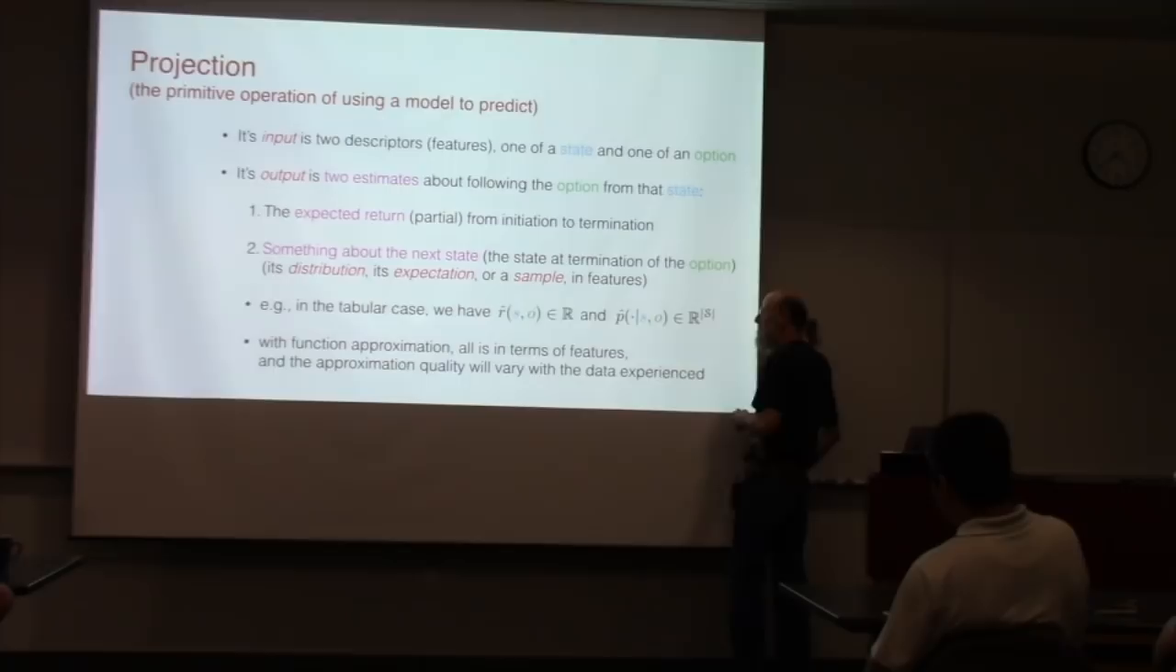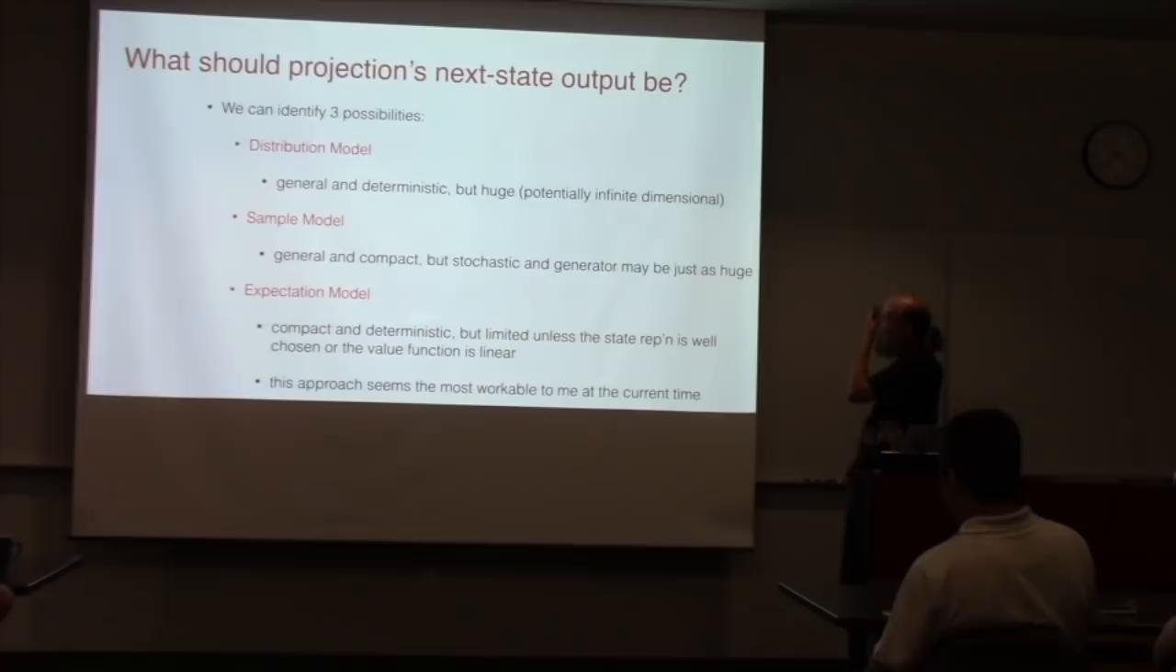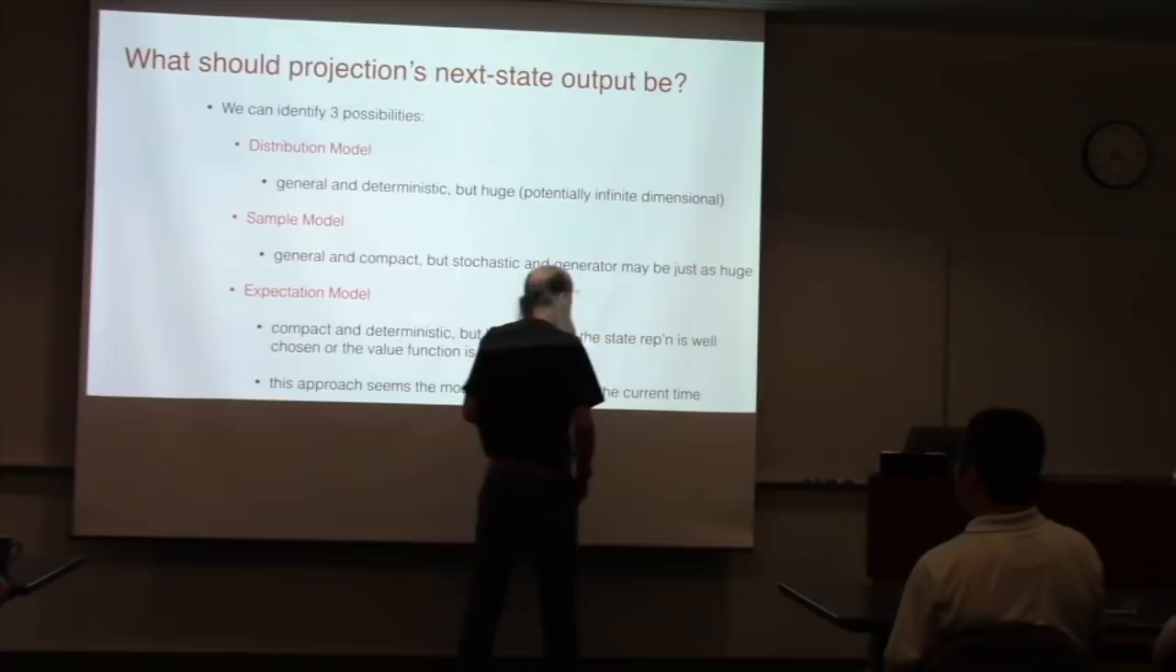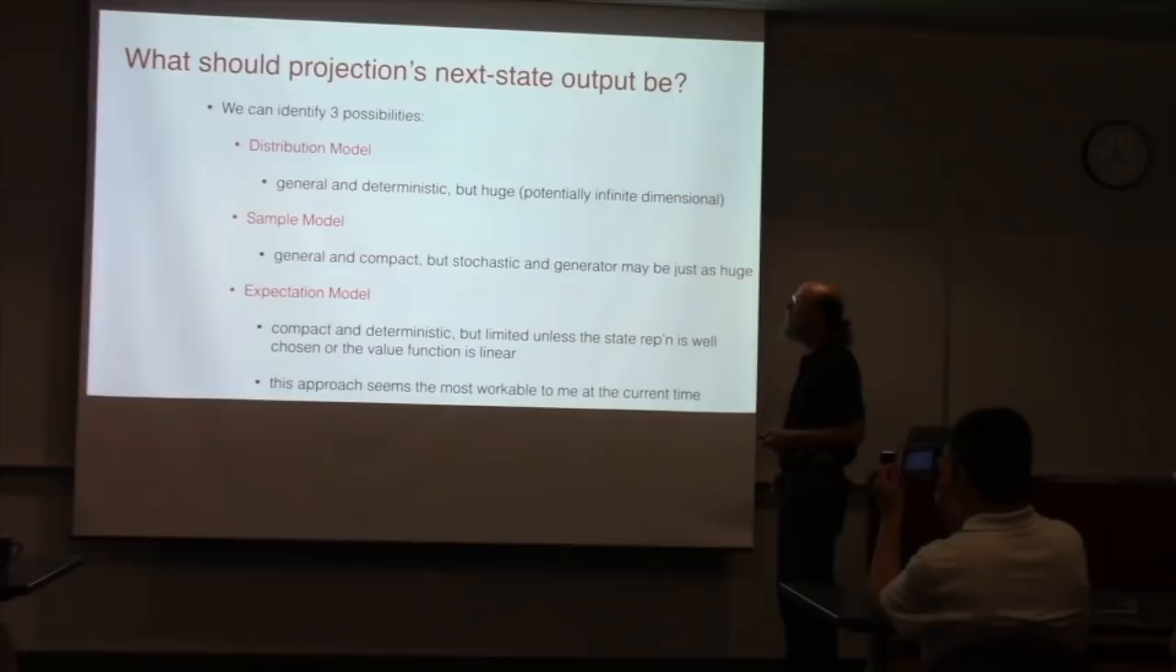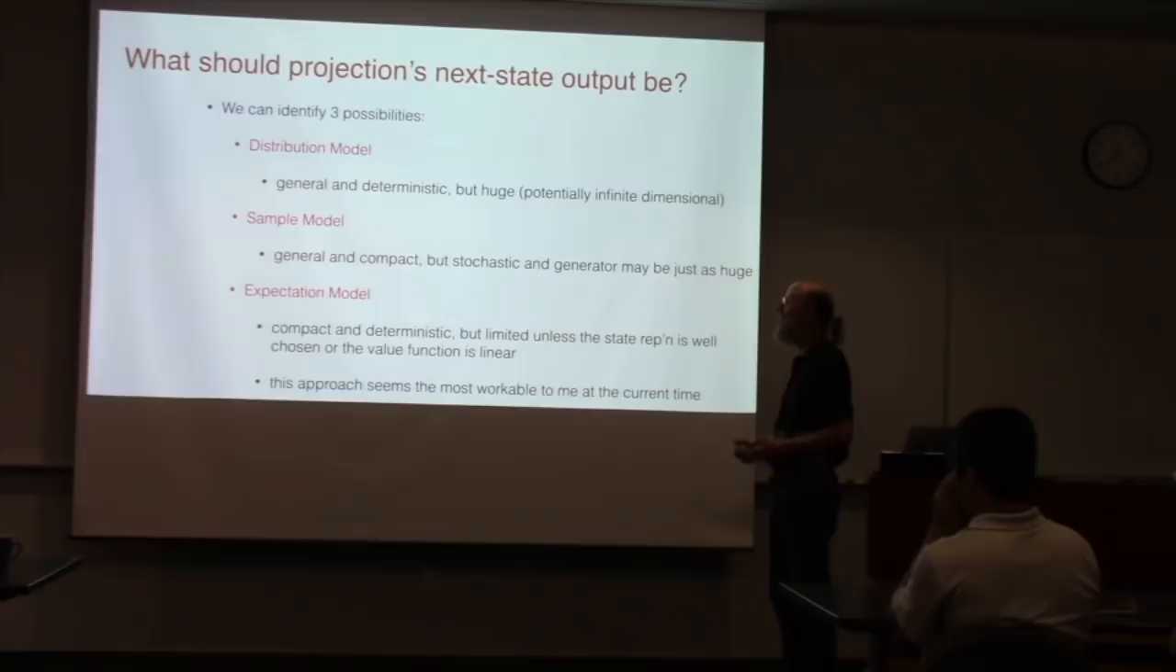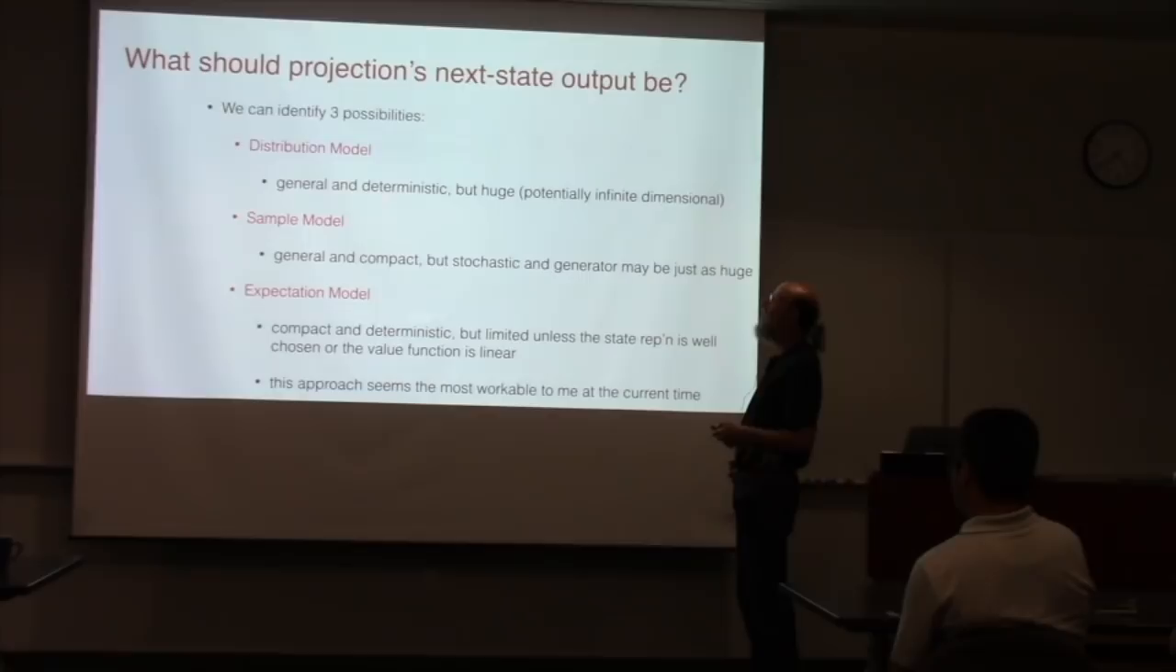And I am done, so I'm out of time. But let me just finish this part. I mentioned these three possibilities: the distribution model, if we want to produce distributions, or a sample model if we're going to produce a sample of the next state, or the expectation. And what are the pluses and minuses? Well, the distribution model is general, and it's deterministic. But it's huge, because it produces a whole distribution, and all the things that might happen, the probabilities.